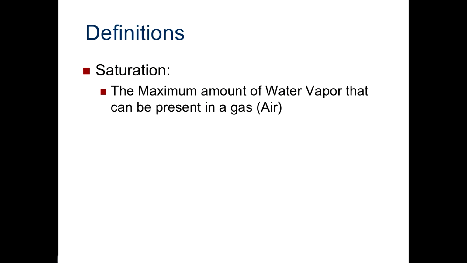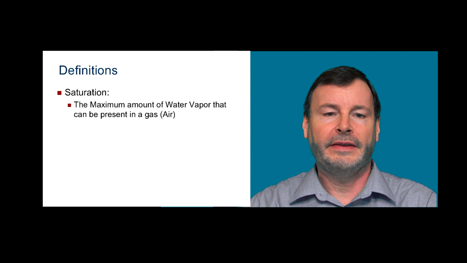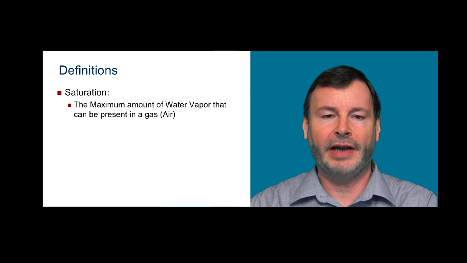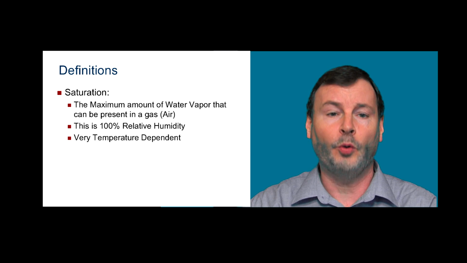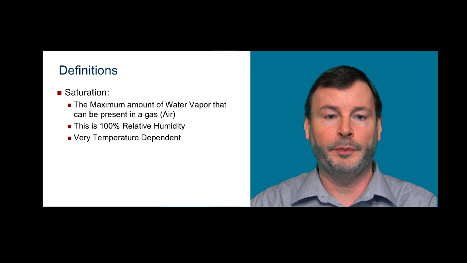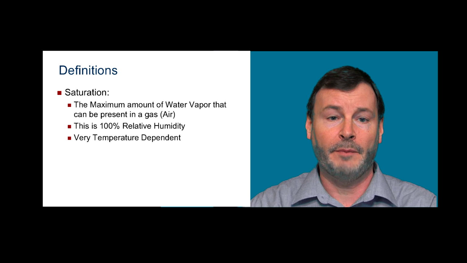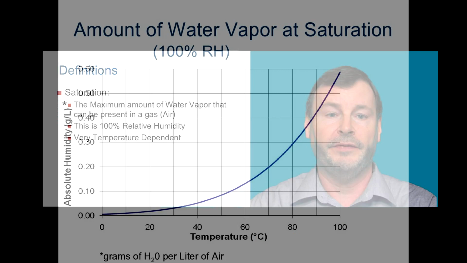Saturation. That's the maximum amount of water vapor that can be present in a gas, including air. Any more water vapor present, and it will simply come out in the form of dew, virtually raining out of the air. The definition of saturation is 100% relative humidity. In other words, the gas or air can hold no more water. It's at 100% humidity. This is a very temperature-dependent amount. The amount of water vapor that can be held is very dependent upon the temperature of the gas or air.